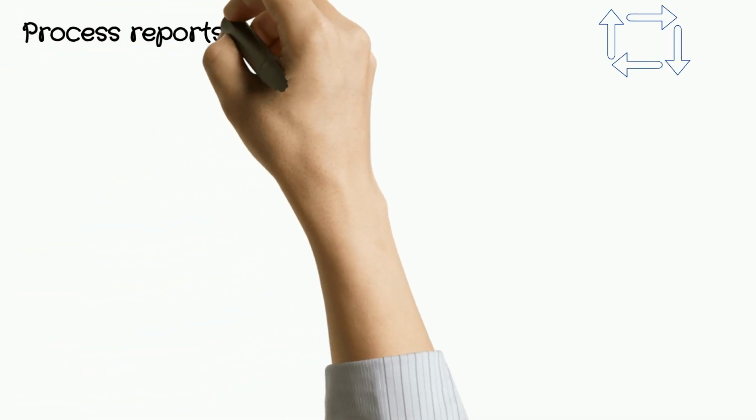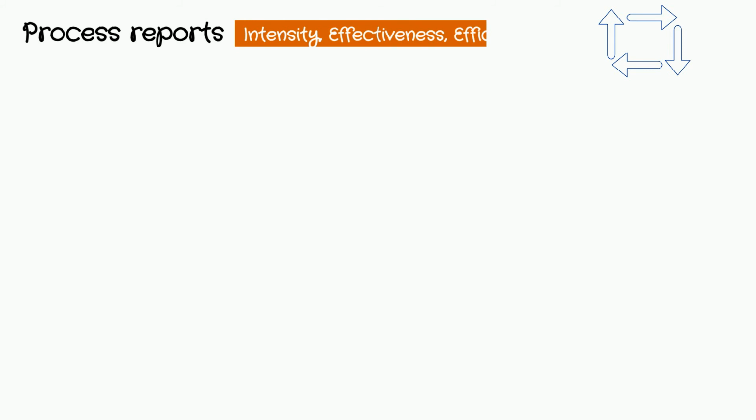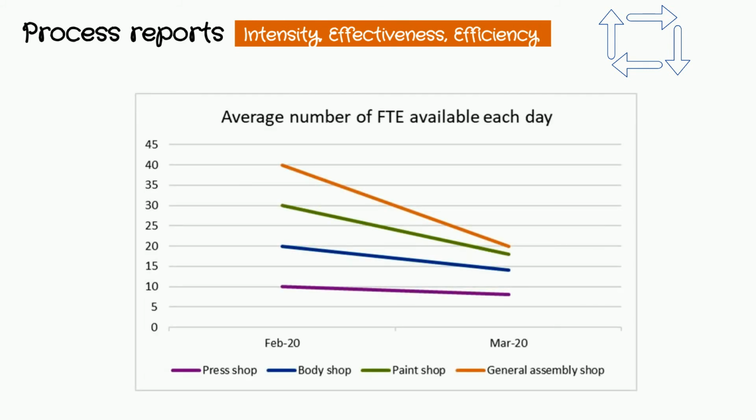The third category of descriptive analysis is process reporting. Example, we can look at the average number of FTE available each day for February and March 2020 for various shops. As the reliance on expert human work increases in successive shop stages, the availability of FTE in later stage shops in March 20 has declined more, probably because of social distancing requirements due to COVID-19.